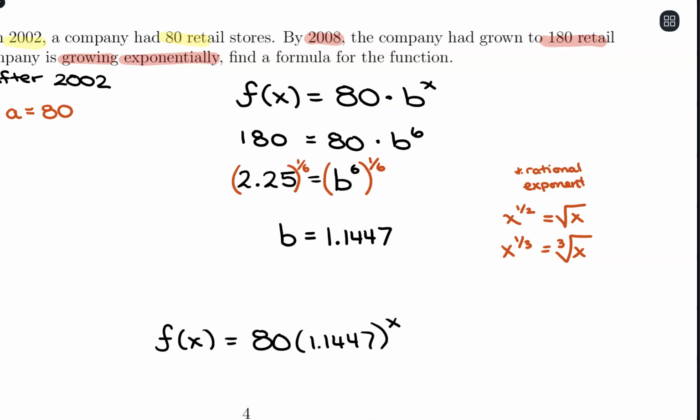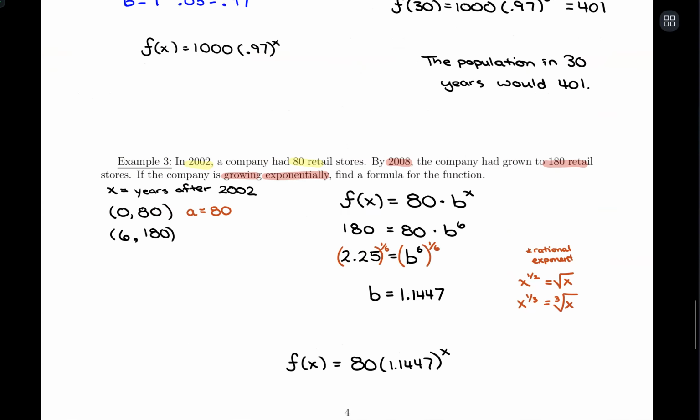Let's see, 1.1447 tells me that our number of stores is growing, which we absolutely saw. We went from 80 to 180. So having something over 1 makes sense. So it's good to just throw it into context a bit to make sure it's all connecting.